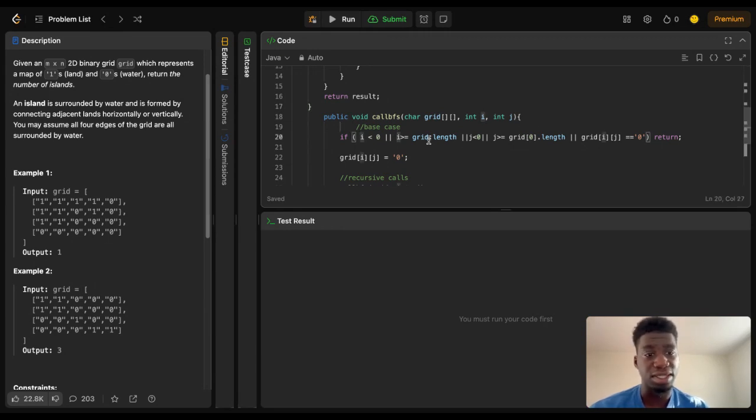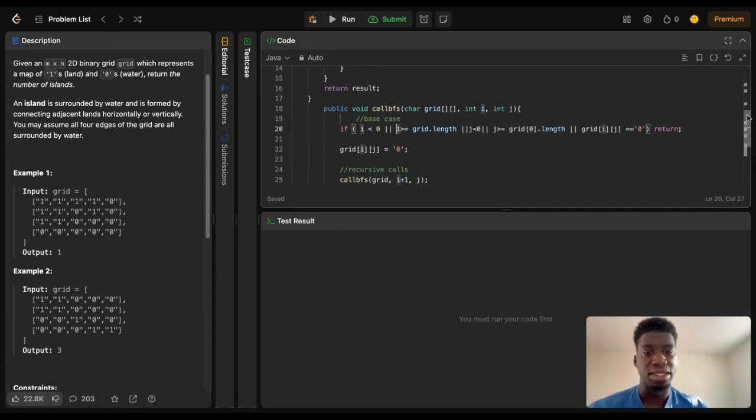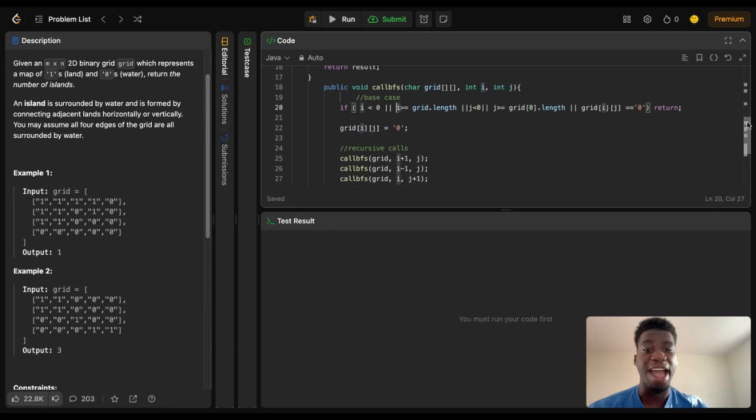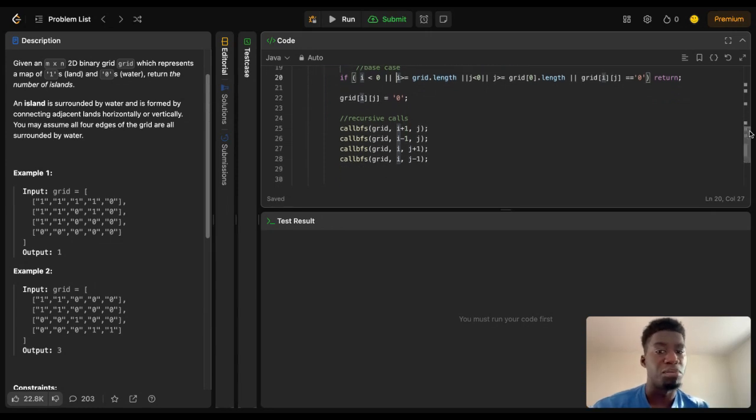This method has its base case: if it's outside the grid, if i is less than zero, if it's negative, whatever, return because it's void. I'm not returning anything. If grid of i equals zero, it's water. Otherwise it calls BFS, which means I go up, down, left, right. That's simply all.